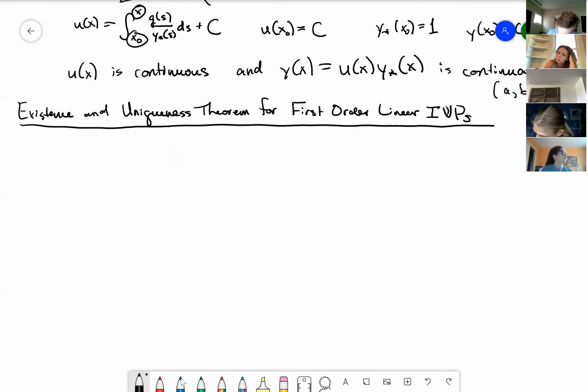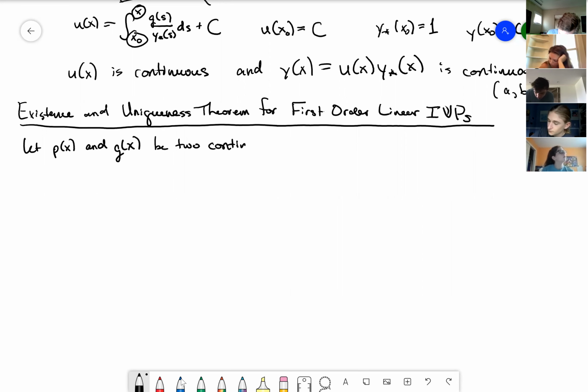So let's write this out. Let P of x and Q of x be two continuous functions on the interval AB.